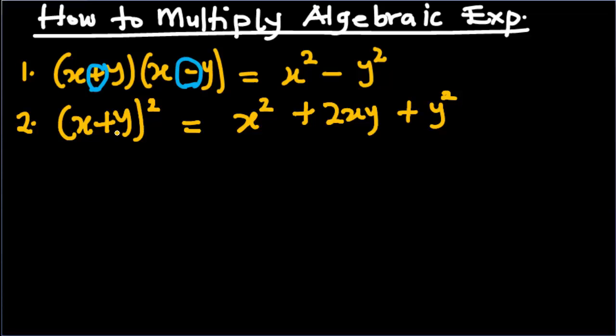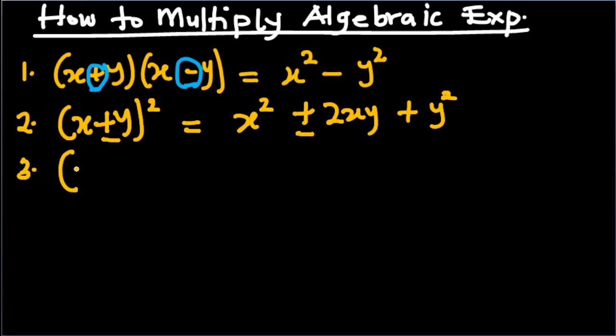Someone may ask what happens if there is also a minus here. If it's a negative sign, only this place changes to a negative sign. So if it is (x minus y) all squared, you square the term in x, minus you multiply the two terms by 2, then plus you square the y term. It's very simple.